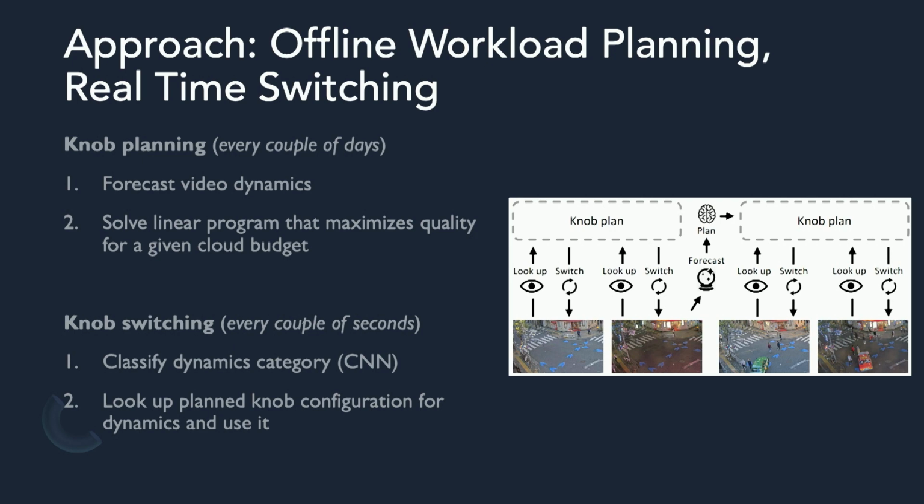We call this the knob planning stage. We look at the video for a few hours, and maybe we redo this every few days to learn the overall kinds of dynamics that might occur in the video. And then we have what we call knob switching, where every few seconds we look at the particular dynamics that we're experiencing. Like, are we in a high pedestrian or a low pedestrian setting? And we tune the parameters of the system based on that. And so the system can react very dynamically as the video itself varies.